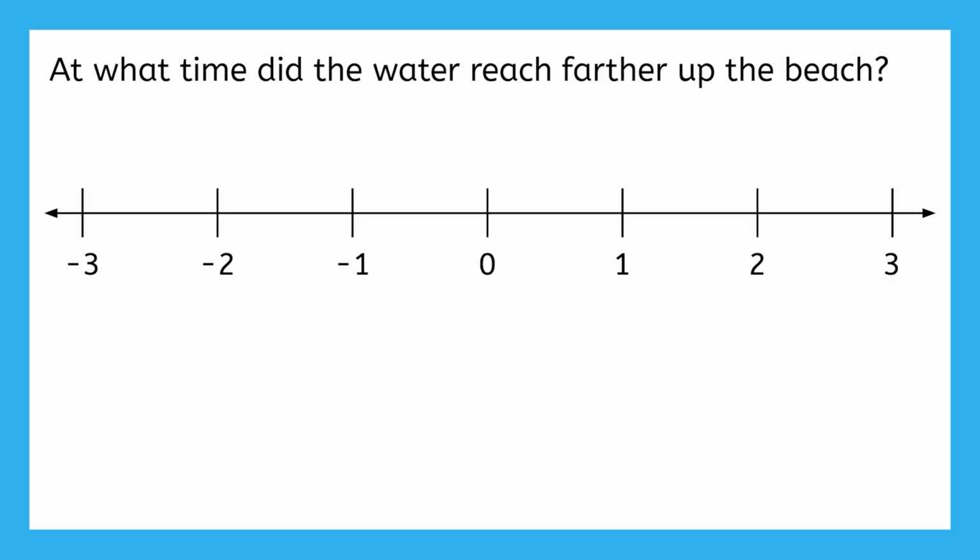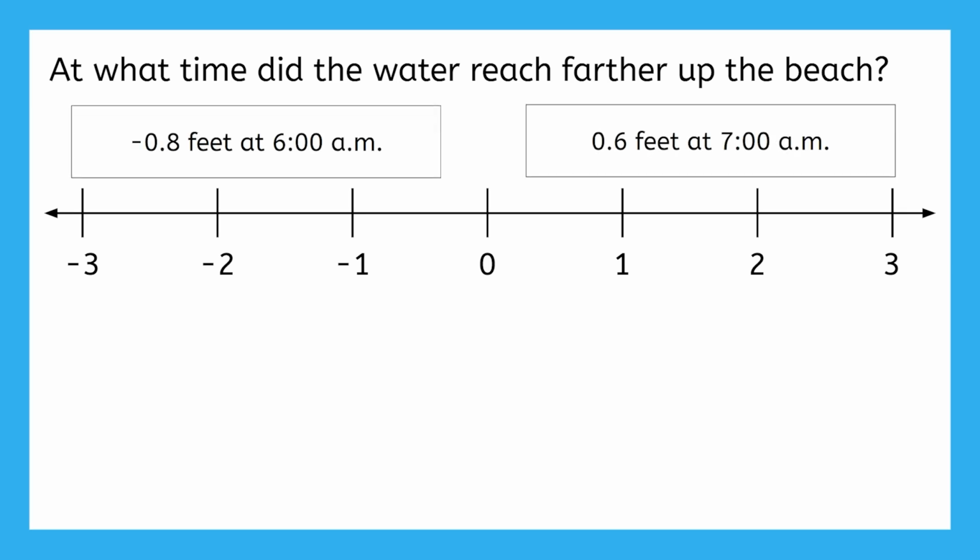What about negative values? The water reached negative 0.8 feet at 6 a.m., according to the markers. At 7 a.m., it reached 0.6 feet. When do you think the water was farther up the beach? Whatever your answer is, let's use the number line to double check.